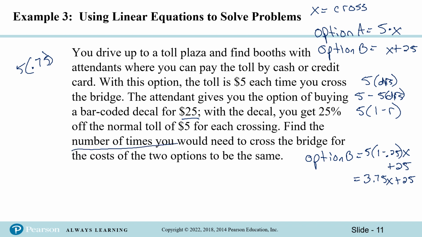Find the number of times you would need to cross the bridge for the two costs to be the same. When it says the costs have to be the same, you set them equal to each other. What does it mean? Set them equal to each other. I say that phrase a lot. You need to know what it means. It means write down option A, put an equal sign, and then write down option B. And solve for x.